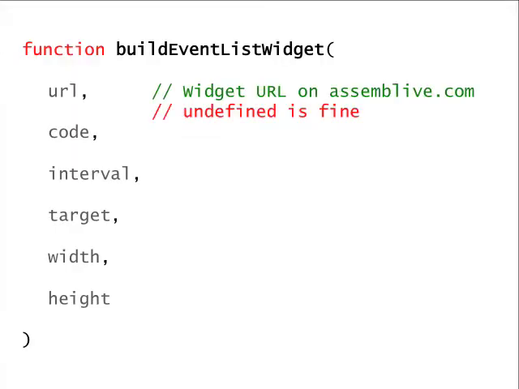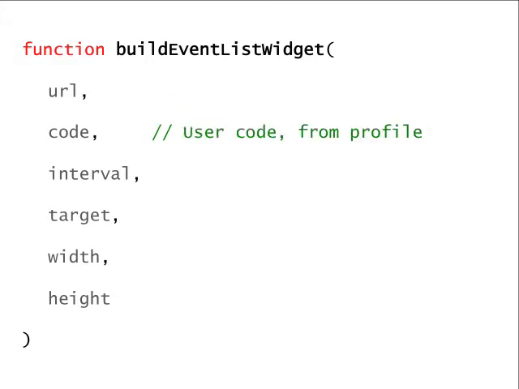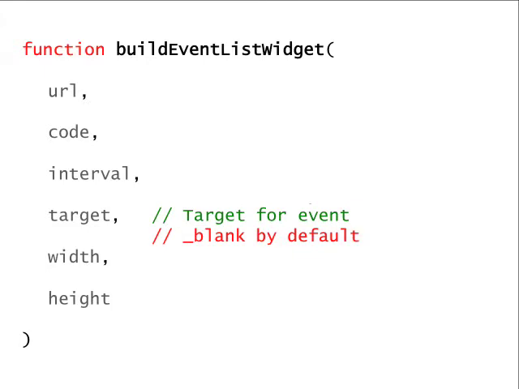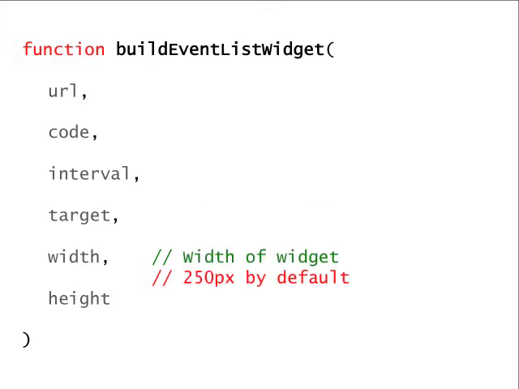The first one is the widget URL on ASSEMB'LIVE.com. The default value undefined is just fine. Then comes the user code that we got from Profile. The interval is the refresh interval for the widget, 10 seconds by default. If you want to open the event page in a new window, choose blank for target, else top is fine. Then comes the width, and finally the height.